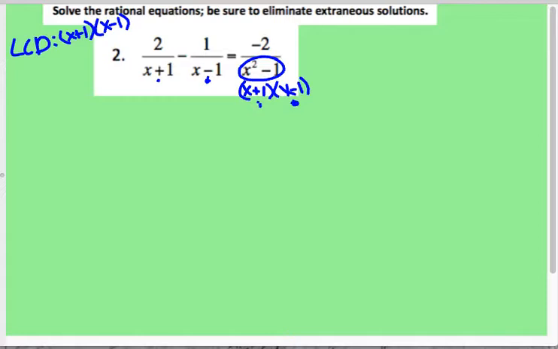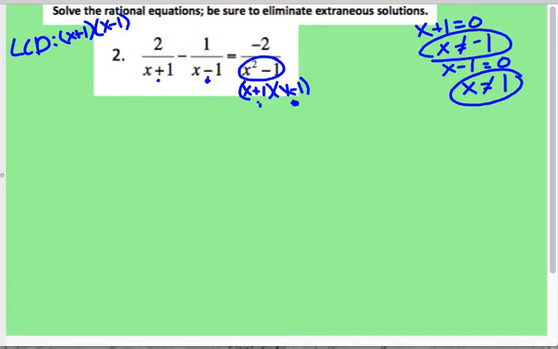But x plus 1 cannot equal 0. That means x cannot equal -1. And x minus 1 cannot equal 0, so that means x cannot equal +1. So if I had a solution of 1 or -1, those would be what we call extraneous solutions.